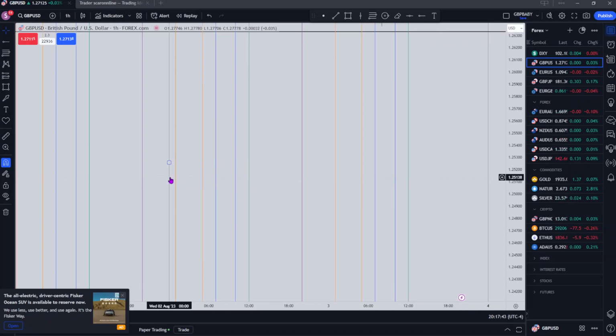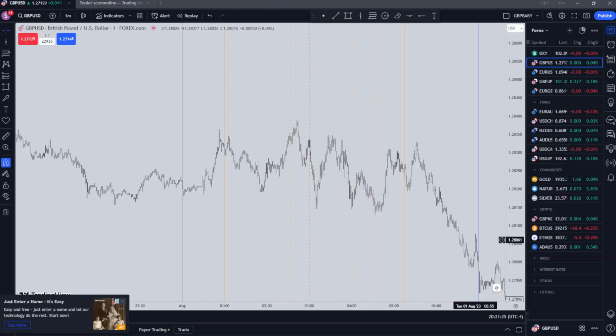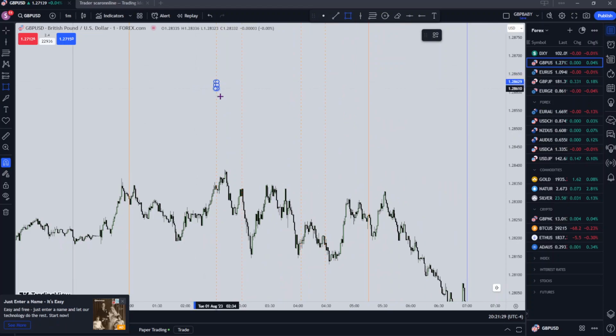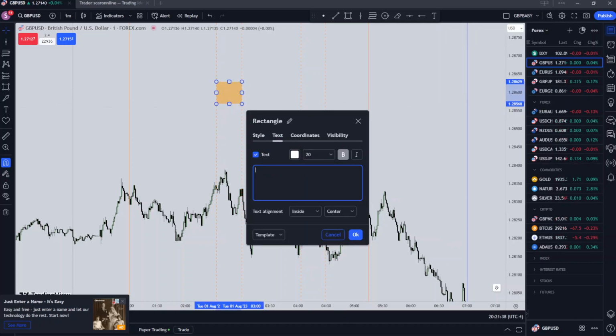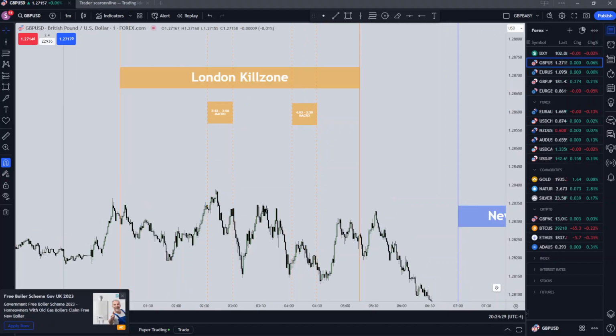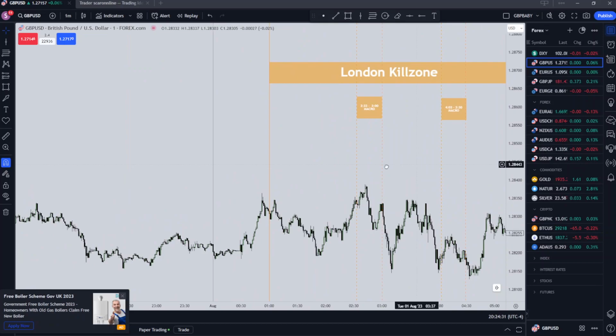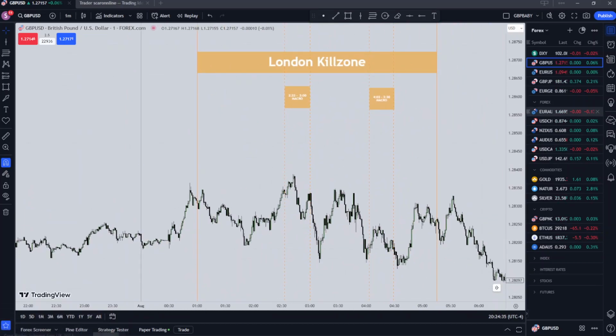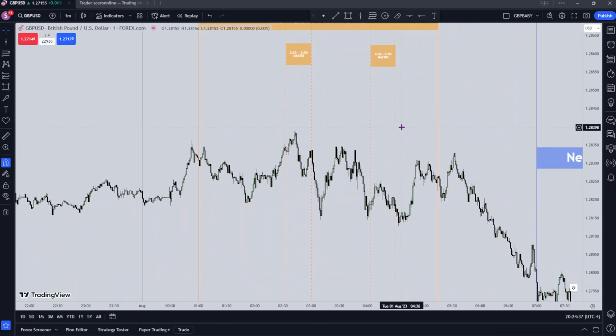I'm also going to get the macros done, so I'll be right back. Right, so I've marked out all the macros. I'll just make it more clear for you guys. Between here and here are the macros. So we have a 230. I'm going to mark them all out so that you guys can see it better. Alright, cool. So this should all be more clear. We have the London kill zone and we've got the macros marked out. This is Tuesday. I'm going to start with this, and then we're going to work our way through the week.